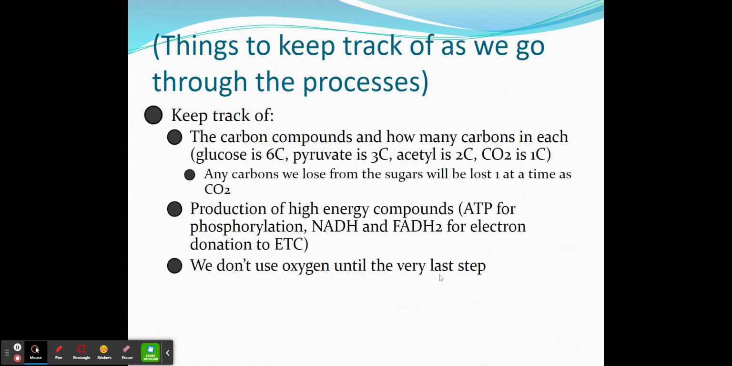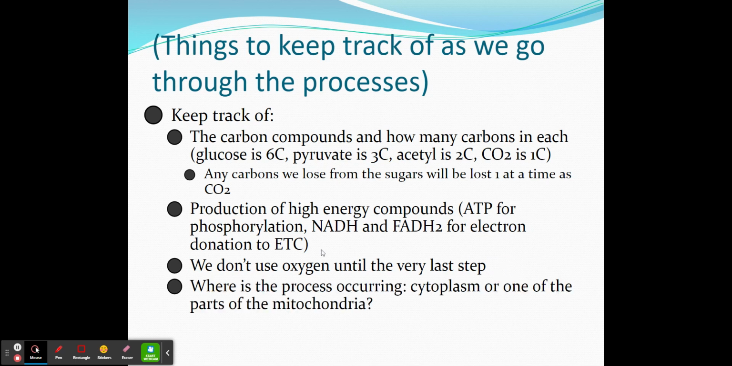Okay, this is kind of weird. We're not going to use oxygen until the very last step. You know how important oxygen is, and all of the oxygen you breathe is just for cell respiration, nothing else. So you might think, oh, it must be used in the beginning if it's so important, but it's actually not going to be used until the very last step.